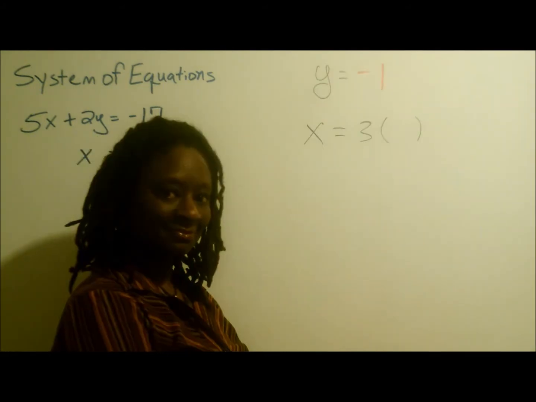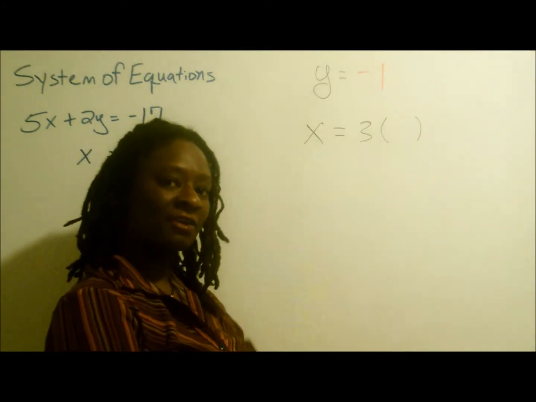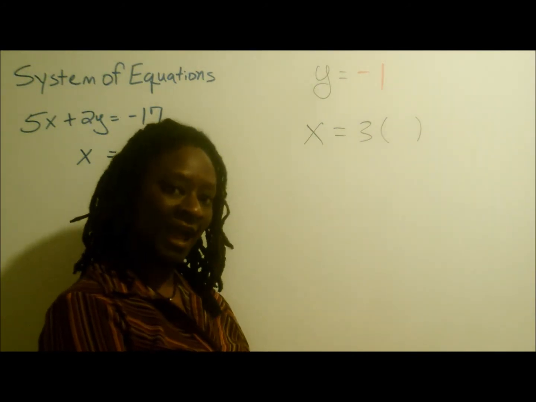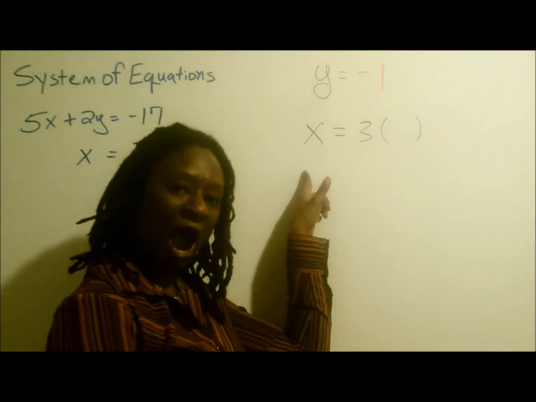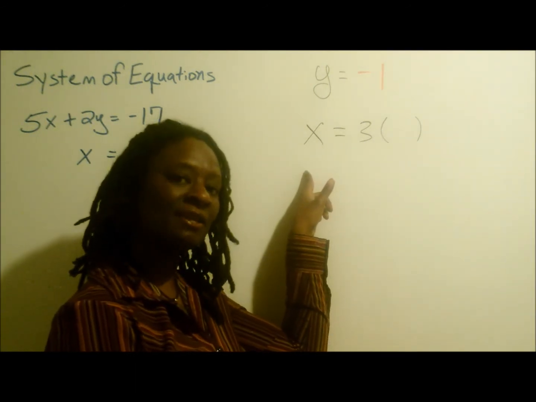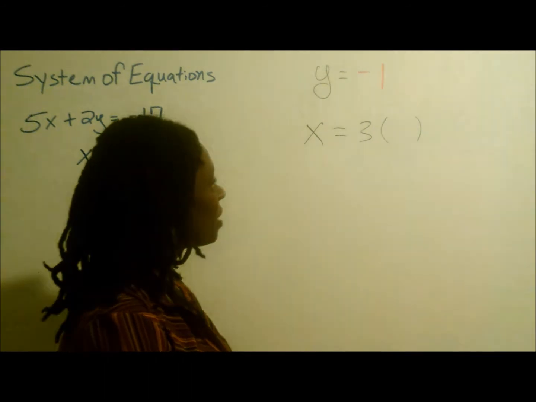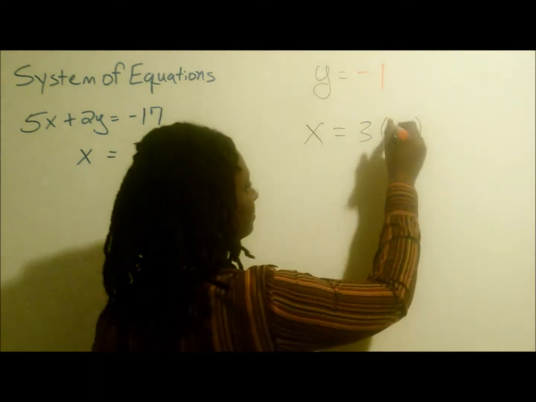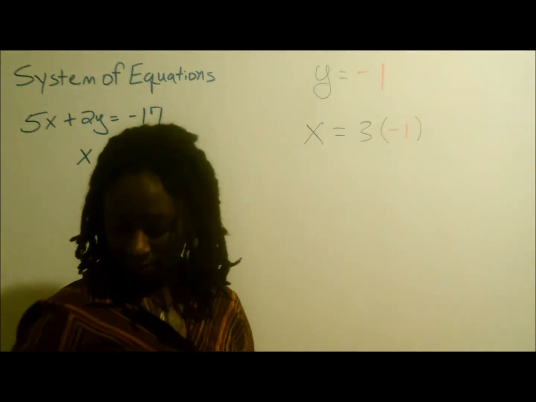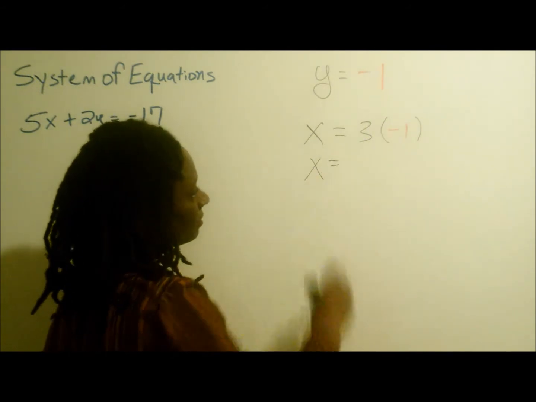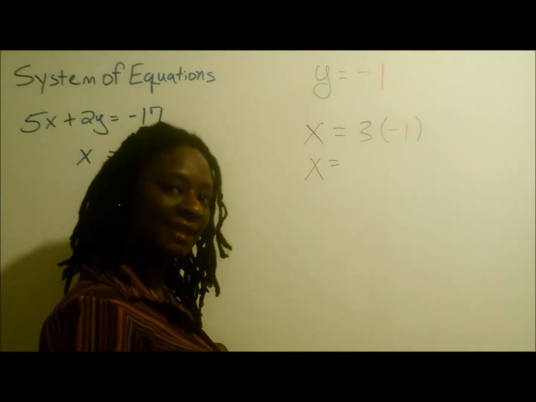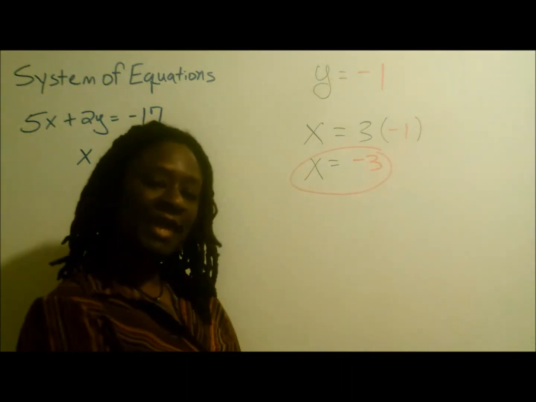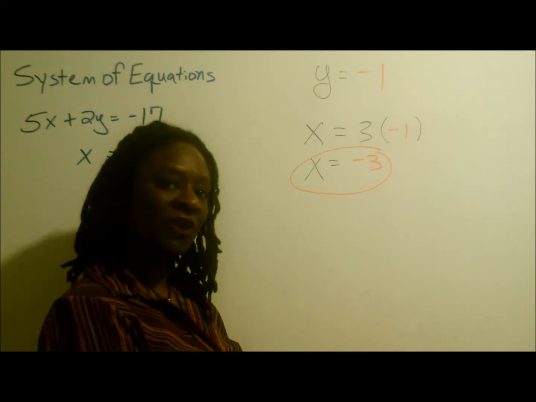Let's solve for x. Now that we know we have negative 1 for y, all we have to do is substitute that number to solve for x. I decided to plug y into the simpler equation because it just makes it a little bit easier on us. So we have x equals 3 times negative 1. X equals negative 3. So now we solve for y and we solve for x.